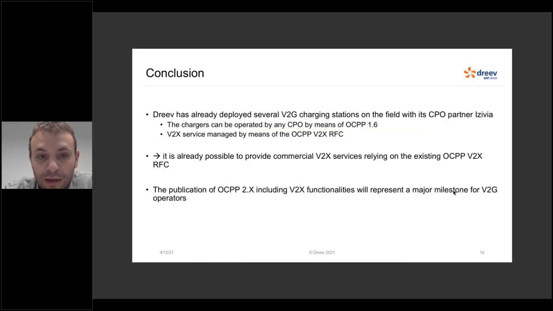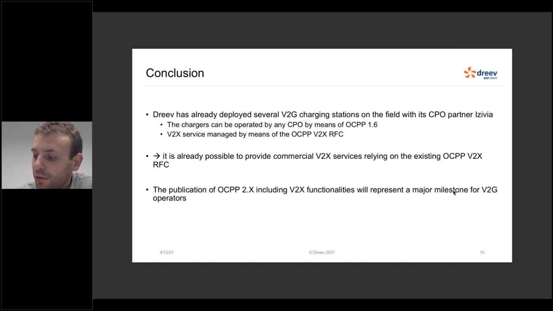So as a conclusion, I think the main message that we wanted to provide with this presentation is that sometimes V2X looks like something that is quite futuristic and that is not available right now. Well, of course, it's still an innovation, but it's already possible to provide V2X services with industrial products and relying on standardized communication protocols. And the OCPP V2X extension is already quite mature, although there are still some discussions and some people are still providing feedback to the group, and we are considering new use cases as Frank introduced them, but still it's already quite mature. It already enabled us to provide V2X services.